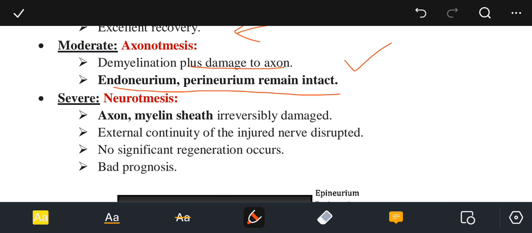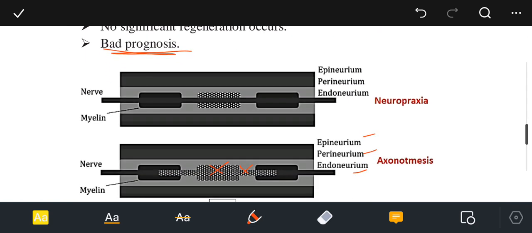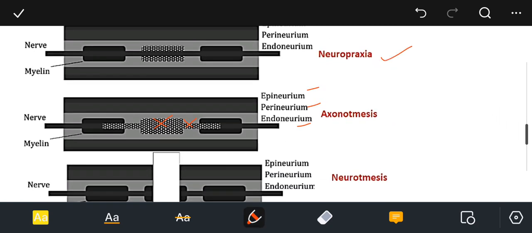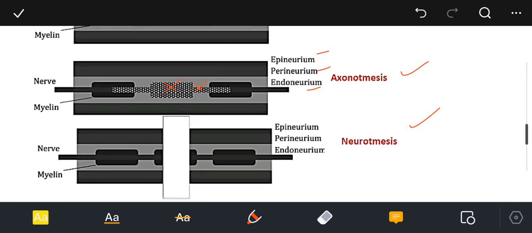Then there is the severe kind of lesion called neurotmesis, where the whole neuron is severed or cut. So axons and myelin sheath are irreversibly damaged. External continuity of the injured nerve is disrupted. There is no significant regeneration that occurs at this level of neurotmesis, and it has a very bad prognosis. So here you can see the neuropraxia, axonotmesis, and neurotmesis.